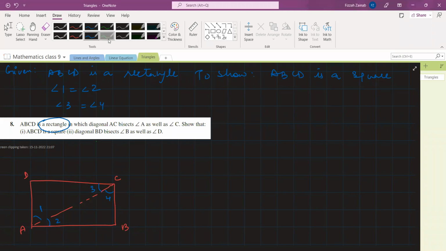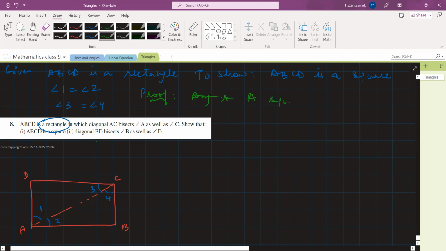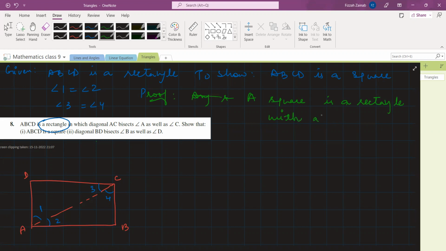So let us prove it. You can write that any rectangle, or you can say a square, is a rectangle basically with all sides equal, right? So already it's a rectangle. You just have to show that all sides are equal.